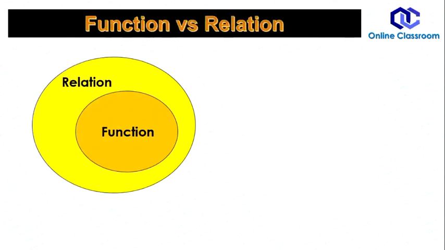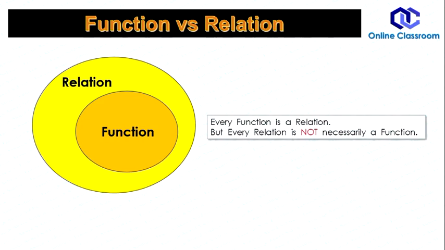So you got the idea clear. All relationships are not necessarily a function, because there are some connections, some relationships. For example, y squared is equal to x is not a function. But every function is a relation. There are two different terminologies, relation and function, between the two variables.